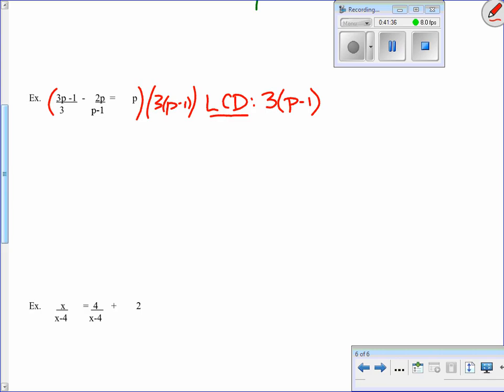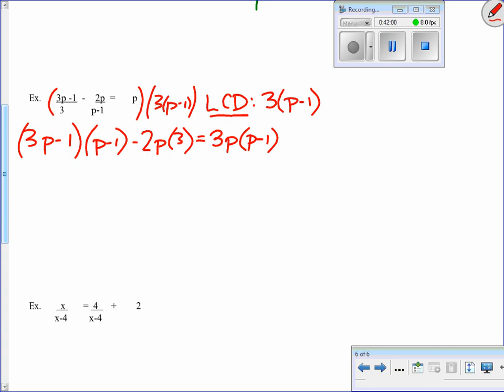Okay, and multiply for it. So in that first one, the 3s will cancel and we'll get 3p minus 1 times p minus 1. Next one, the p minus 1s will cancel, and we'll get negative 2p times 3 is equal to, and that p is going to get multiplied by everything, and we're going to get 3p times p minus 1. Okay, so on the left side, we're going to get 3p squared, looks like minus 4p, that'll be plus 1, minus 6p, and that's equal to 3p squared minus 3p.